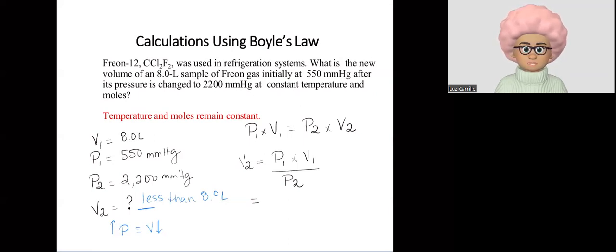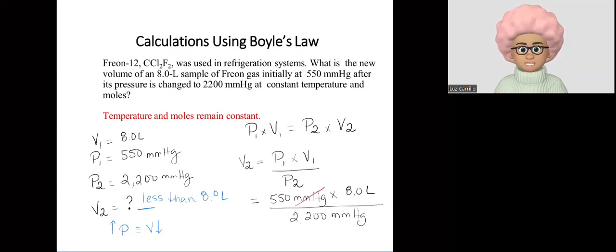Let's plug in the numbers into our equation. P1 is 550 millimeters of mercury. V1 is 8.0 liters. We're going to divide everything by 2,200 millimeters of mercury. Millimeters of mercury cancel, and our answer will be in liters because it's the only unit that is standing during this process. So now let's take a moment and plug this into the calculator.